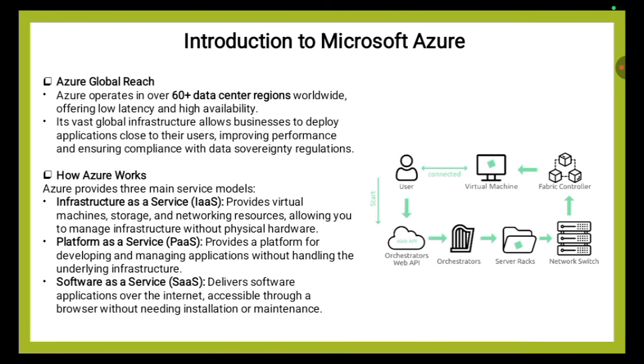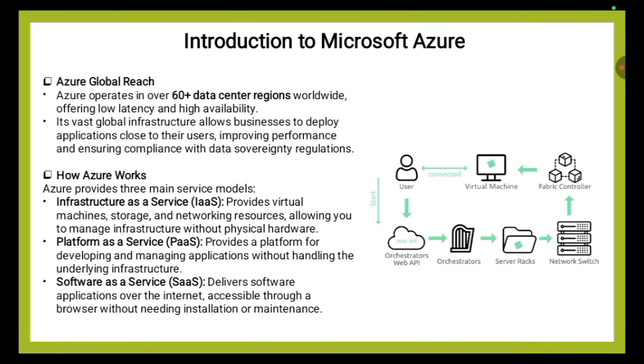sovereignty regulations. How Azure works. Azure provides three main service models. Infrastructure as a Service (IaaS) provides virtual machines, storage, and networking resources, allowing you to manage infrastructure without physical hardware. Platform as a Service (PaaS) provides a platform for developing and managing applications without handling the underlying infrastructure. Software as a Service (SaaS) delivers software applications over the internet, accessible through a browser without needing installation or maintenance.